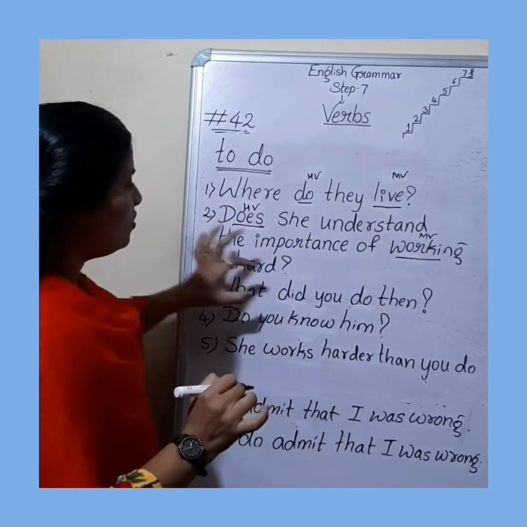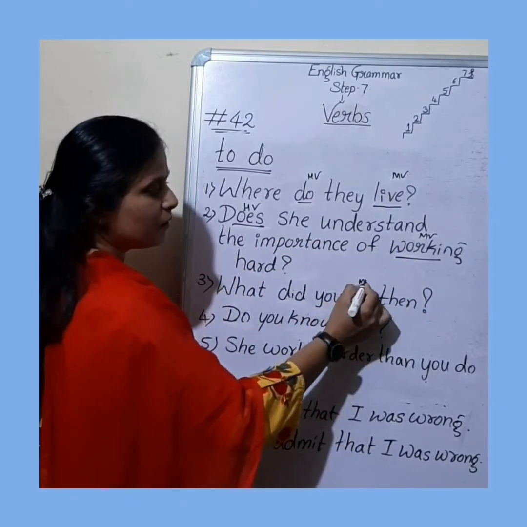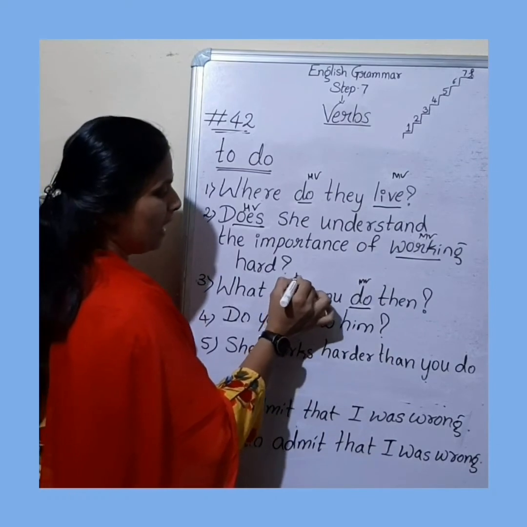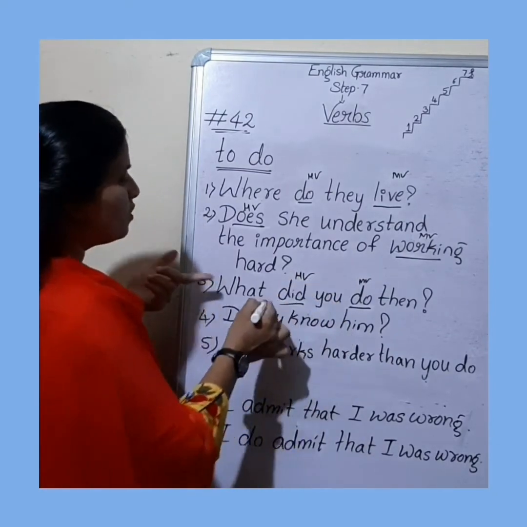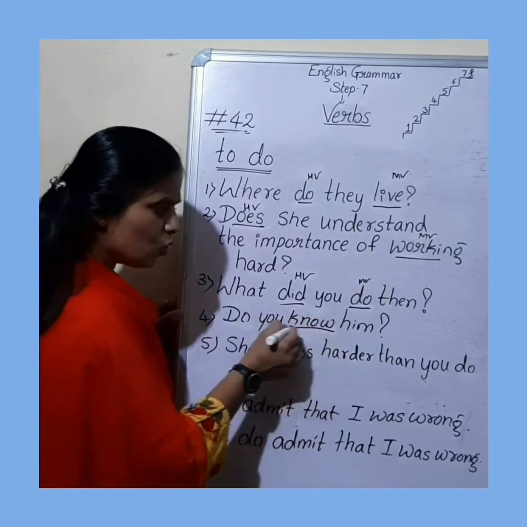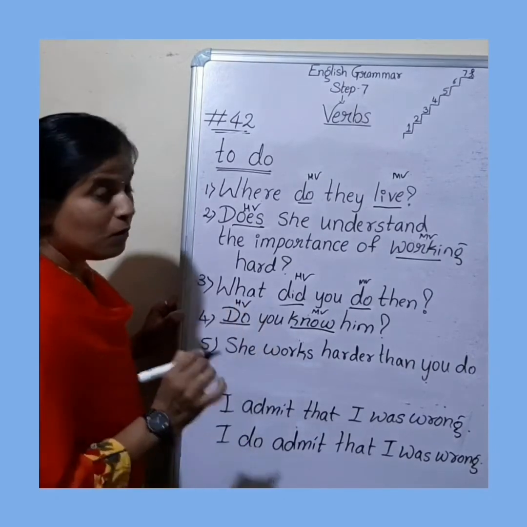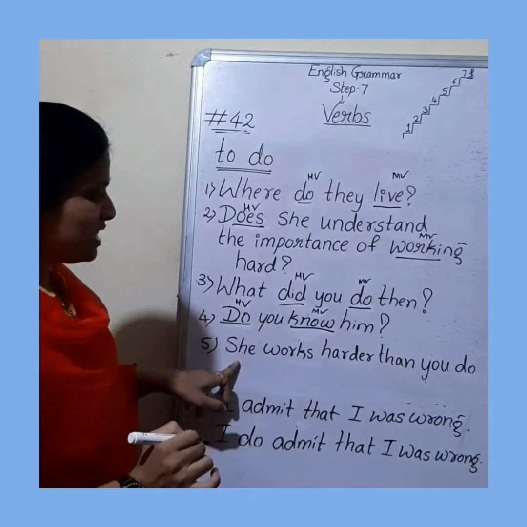Okay, so what did you do then? So this do is main verb here. Okay, this did is helping verb. So what did you do then? Do you know him? So this know is main verb and this do is helping verb in this sentence. So you can just have a look over here.